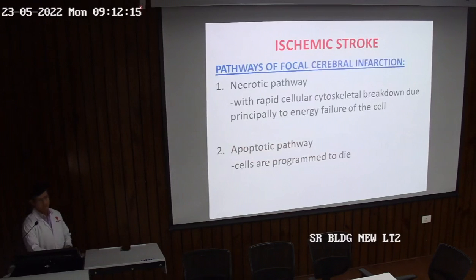And how does the ischemic stroke occur? There are two pathways of focal cerebral infarction. First is the necrotic pathway and second is the apoptotic pathway. In the necrotic pathway, there is rapid cellular cytoskeletal breakdown due to energy failure of the cell, so there will be necrosis of the cell leading to the ischemic stroke. The second mechanism is the apoptotic pathway. Here the cells are programmed to die. So these are the two pathways of focal cerebral infarction: the necrotic pathway and the apoptotic pathway.